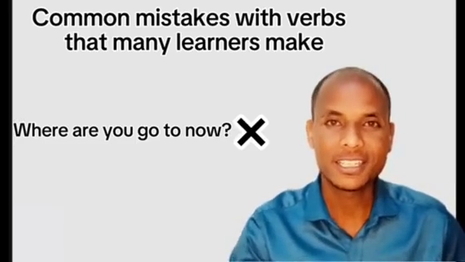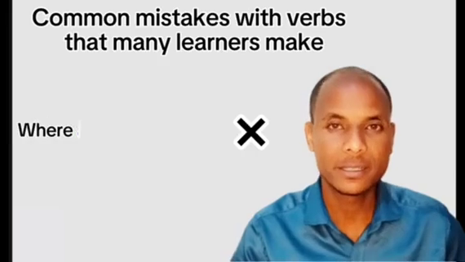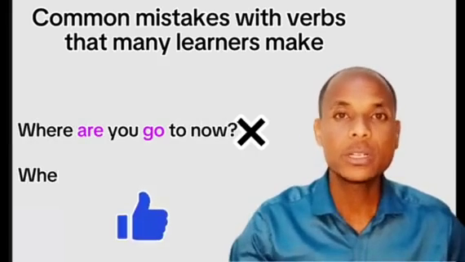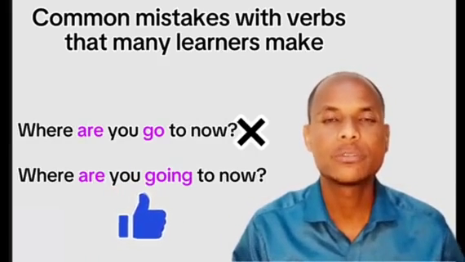Verb of be and go, an action verb. Where are you going to now? It's correct. Okay, that was the lesson we have for today about verbs.